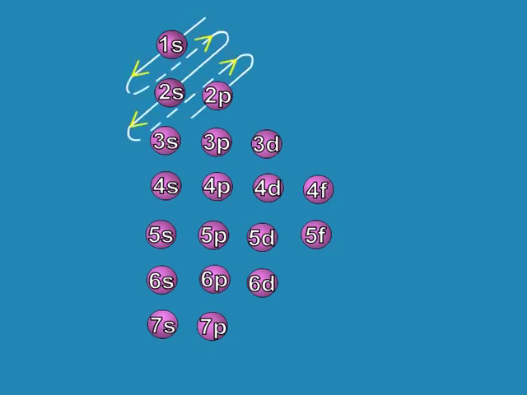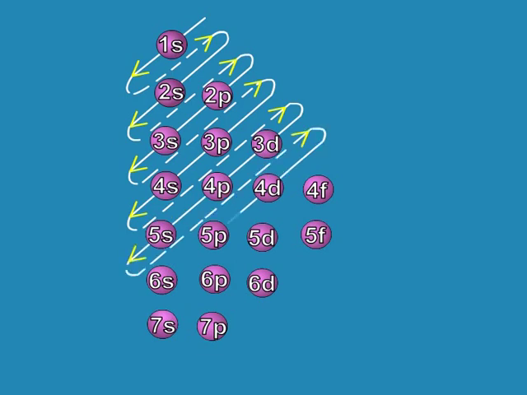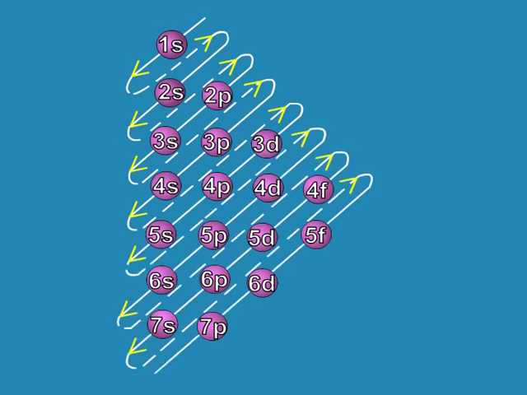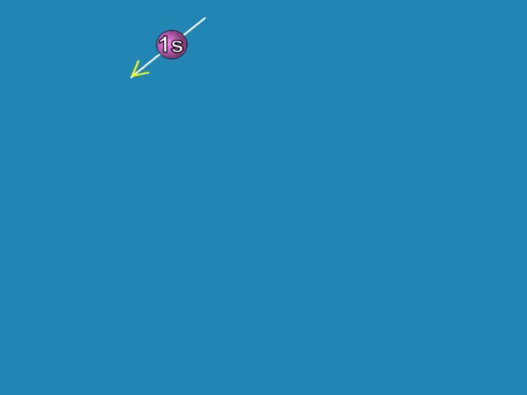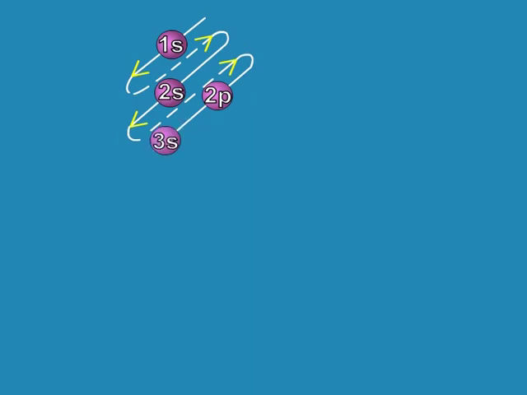Now let us start from the top right to bottom left as shown by the arrow. First, the 1s orbital is completely filled. Now follow the direction of the arrow. We see that next comes the 2s orbital. When it is completely filled, the next electron enters the 2p orbital. As per the direction of the arrow, the next electron enters the 3s orbital. When it is completely filled, the next electron enters the 3p orbital.